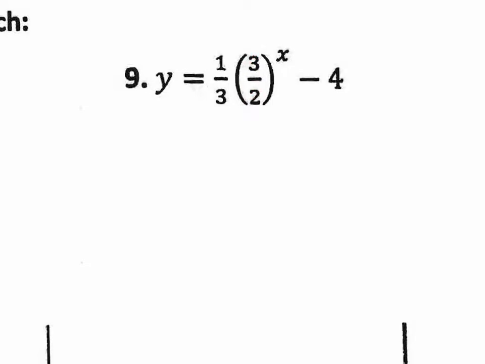Growth. Why? Because that base is 3 over 2. 3 over 2 is 1.5. It's greater than 1, so it is going to grow. So on number 9, we're going to put growth. And we're also going to state the growth, the b value, the growth factor. The b value is 3/2.